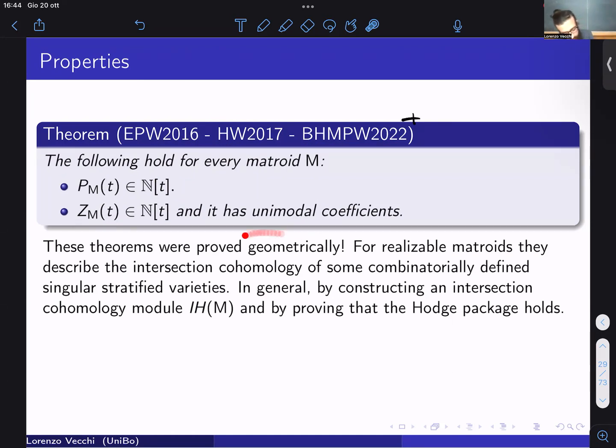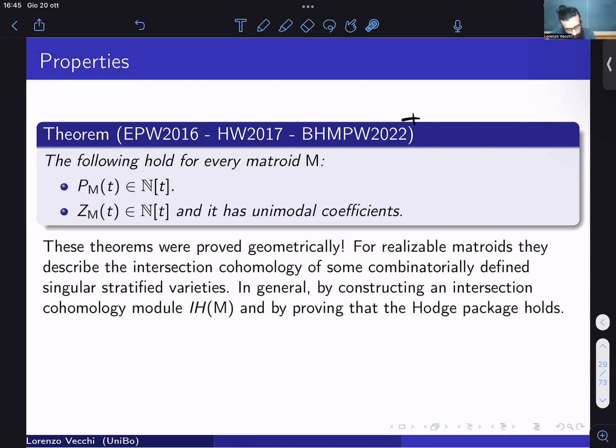Because these theorems were proved geometrically. So the proof was first given for realizable matroids by building specific varieties associated to the matroid, and then computing the intersection cohomology for these varieties, and then interpreting these coefficients as Hilbert series for those intersection cohomology.